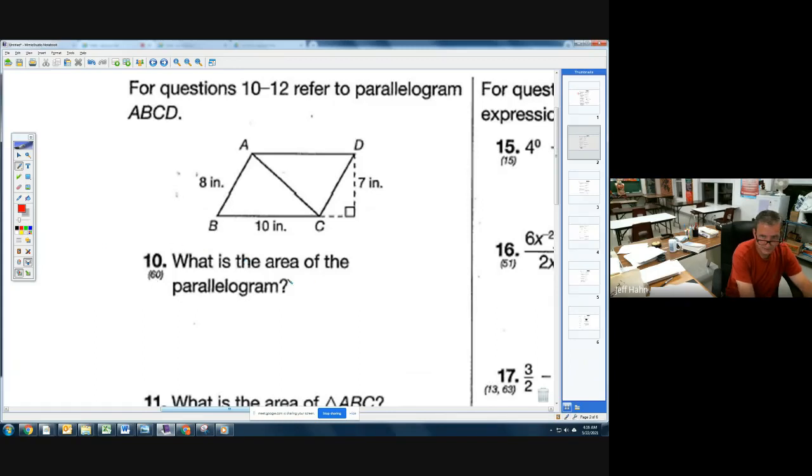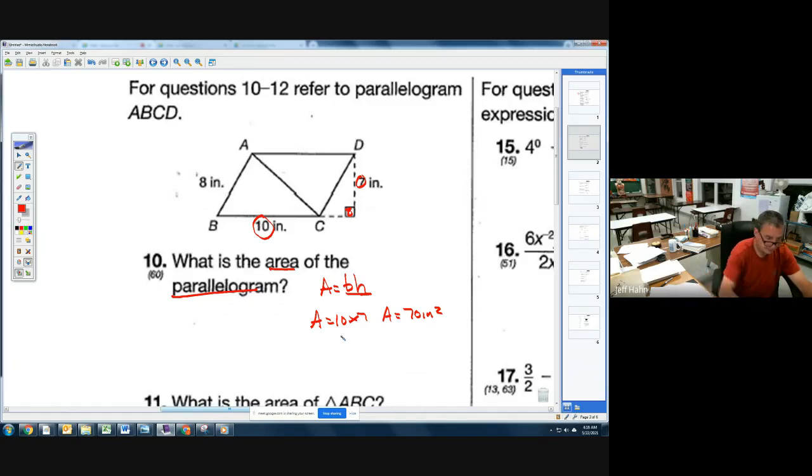Problem number 10, area of a parallelogram. A parallelogram's area is base times height. Remember, those two have to form right angles, and you look for the angle that's right, and it's right there. So area equals this 10 times this 7, the two lines that form the right angle. So area equals 70 inches squared.